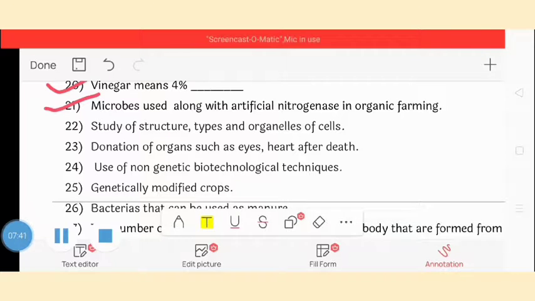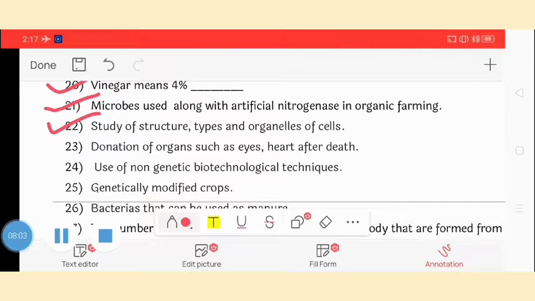Question 22: Study of structure, types and organelles of cell. If we are going to talk about the cell organelles, then it belongs to cytology. So the correct answer is cytology for question 22.